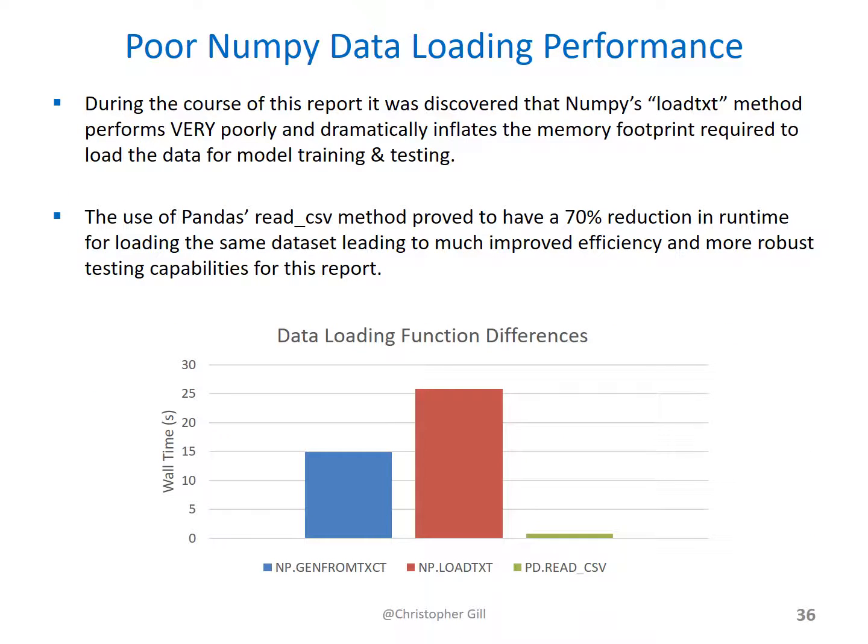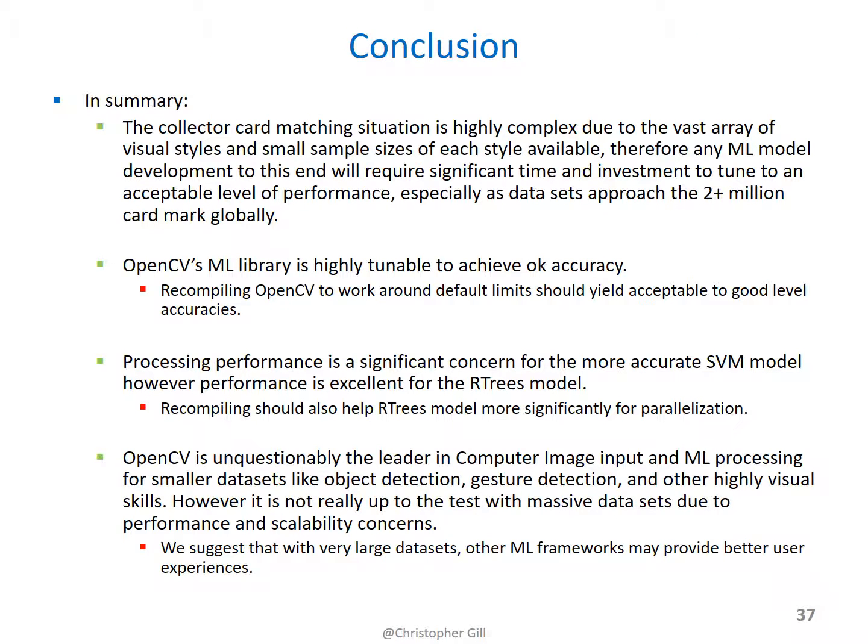One more incidental finding, unrelated to OpenCV, was that NumPy performed exceedingly poorly at data loading when compared to pandas. Originally, we used NumPy to try and load the feature vectors into the training models. However, you can see that the wall times for loading very small data sets were significantly longer than what was achievable with pandas' read_csv method. The switch to this method saved us significant time, up to 70%, and led to us being able to run a lot more tests.